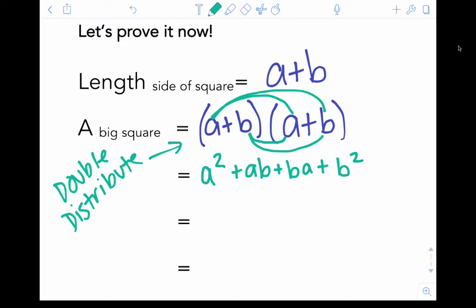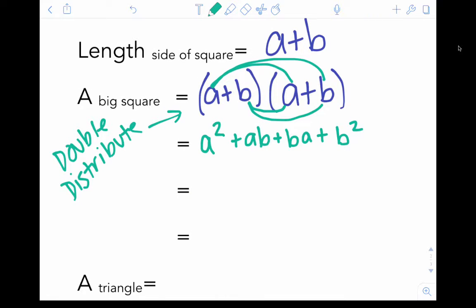Now I notice that AB and BA have the same variables, but they're in different orders. If I think about that, I have two variables right next to each other, which tells me that's multiplication. And I know that multiplication is commutative, so I can multiply in any order and get the same thing. So if AB is equal to BA, I'm going to go ahead and rewrite BA as AB, so that I see where to go from here. So I have A squared plus AB plus AB plus B squared.